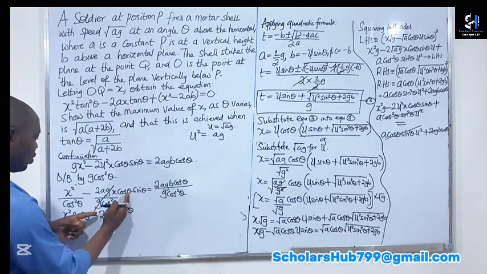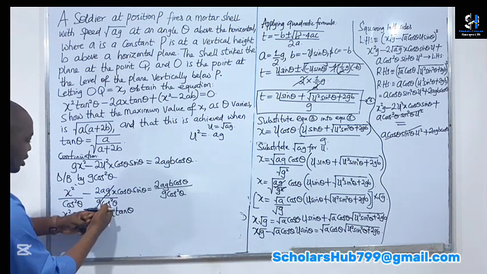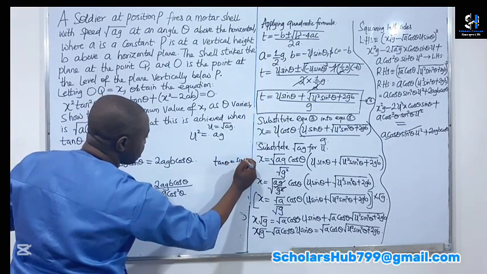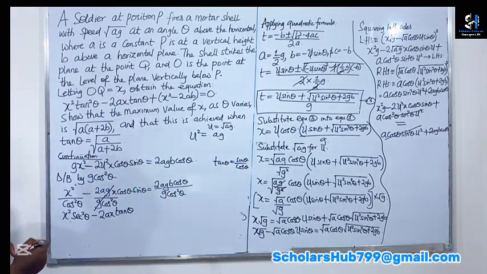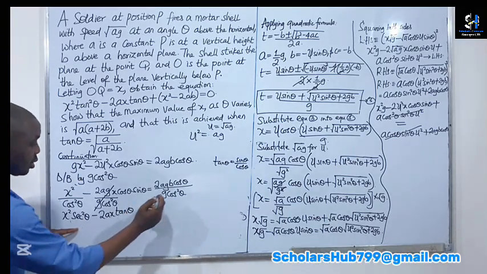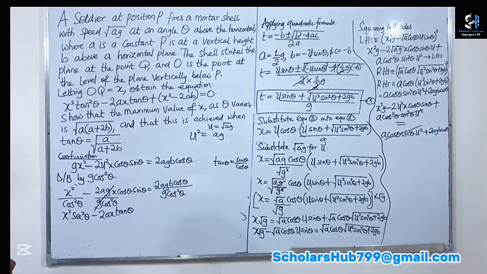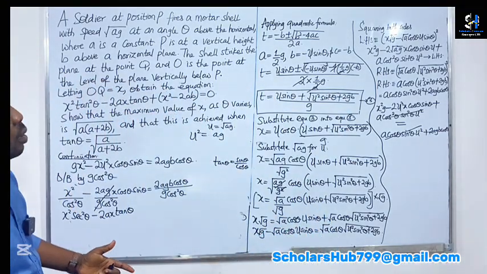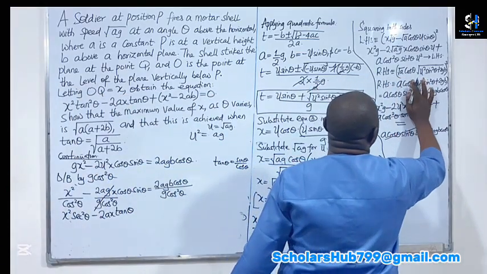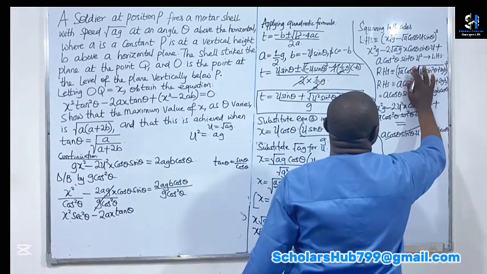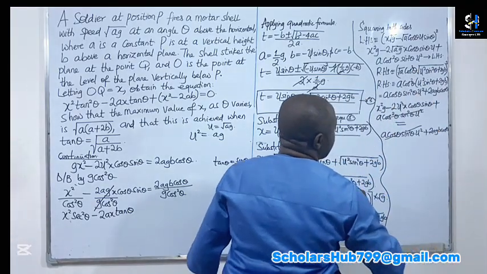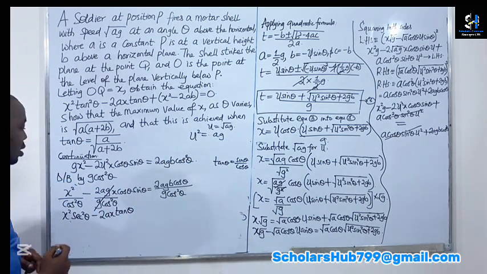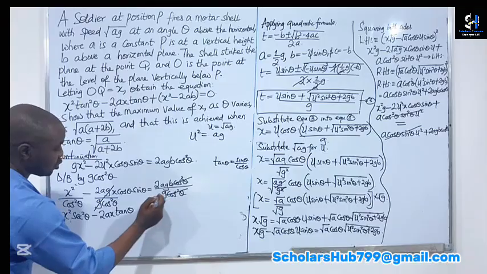Let's not forget that when we cancel one of these, we'll be left with cos theta under, then this is sin theta. And we know that tan theta is sin theta over cos theta. Now when we cancel out from here, this will be cos squared theta. So we have this to be cos squared theta, so cos squared theta will cancel cos squared theta.